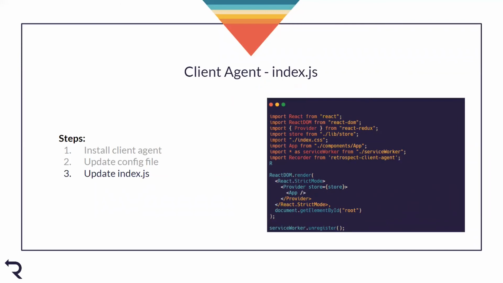Step 3 is to update the index.js file. Here, Bob will have to import the recorder from the client agent package and start it.